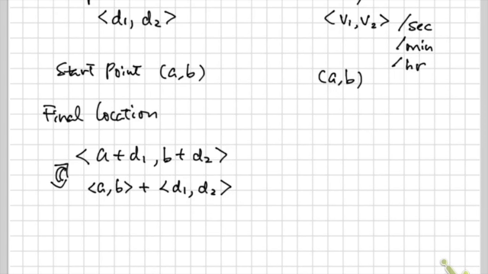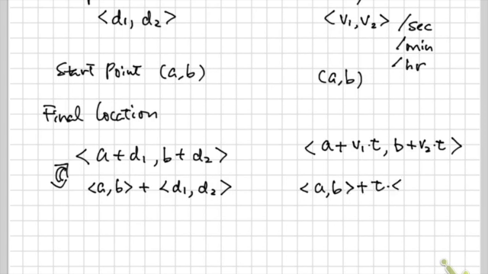But in the velocity vector case, your starting position is a, b, and then you would be adding v1 times t. That would be the final x location, and then the final y location would be b plus v2 times t. Okay, again, you can also write it as the addition of two vectors, so a comma b plus t times v1 comma v2. Okay, again, these two are equivalent.